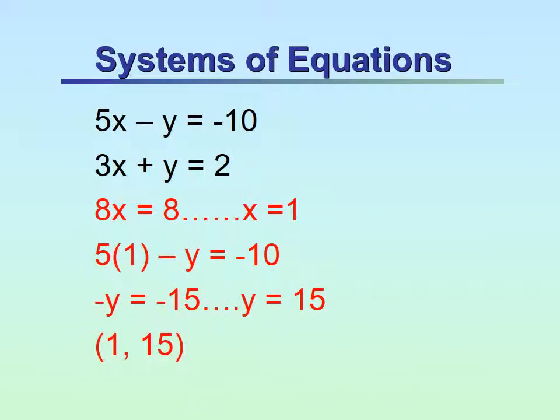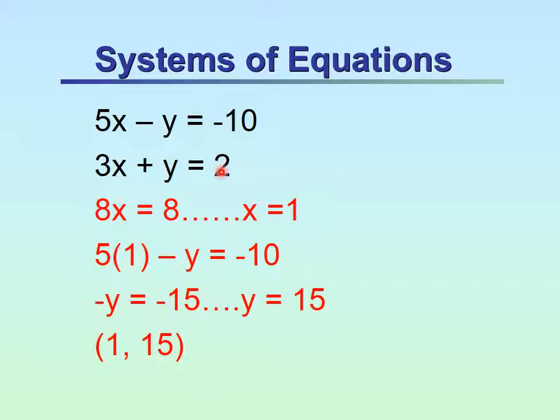The first system is 5x minus y equals negative 10 and 3x plus y equals 2. We notice that the coefficients in front of y are both 1, except in the first equation it's negative 1, and in the second equation it's positive 1. And since we know negative 1 plus 1 is 0, if we were to add these two equations together, they would cancel out. So we do that. 5x plus 3x equals 8x. The y's cancel out. We bring down the equal sign.